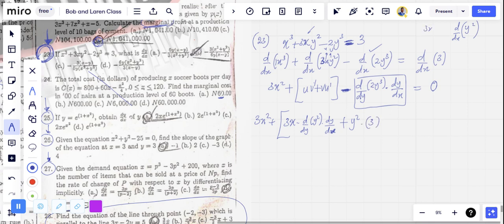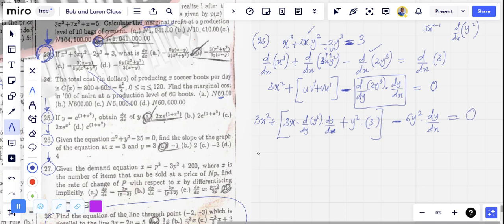If you differentiate 3x, there's an invisible 1 here. 1 times 3 is 3. Subtract 1 from the power, that's x to the power of 0. That is 1. 1 times 3 will give us 3. So I think that's all for this bracket that I have here. Then minus, differentiate 2y cube with respect to y. That should give us 6y squared. Right? But I still have it multiplying dy over dx. Right? So then everything is equal to what?